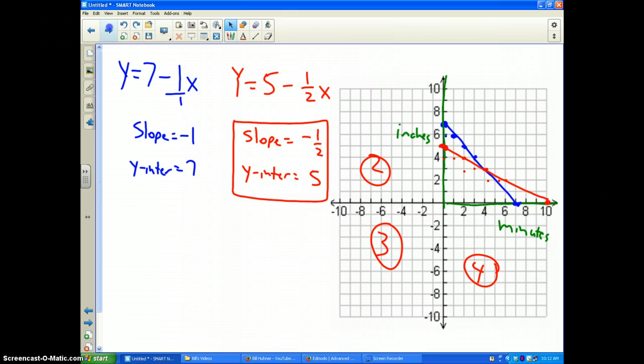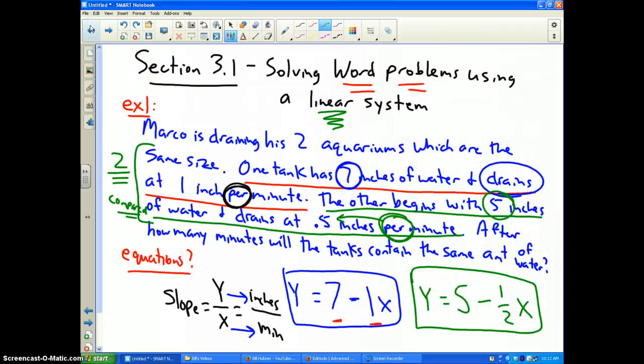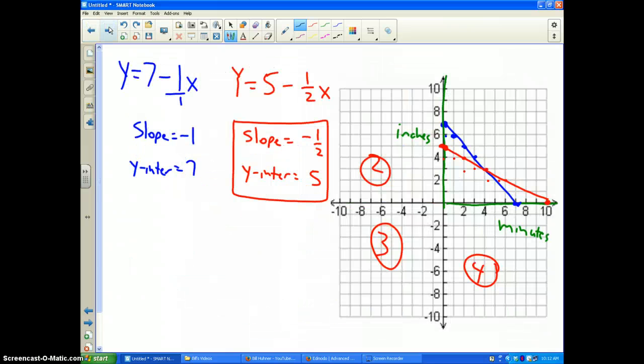So it looks like we have an intersection point. The intersection point, and I'm going to go back up here because the question says what we're supposed to answer is after how many minutes will the tanks contain the same amount of water? Now if I go forward again, there's our intersection point. The coordinates of that is 4, 3.